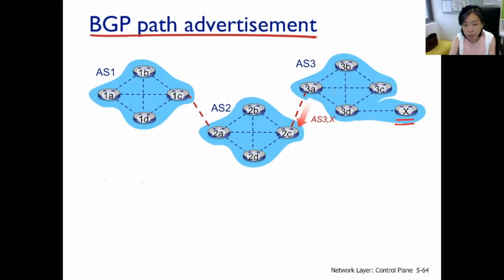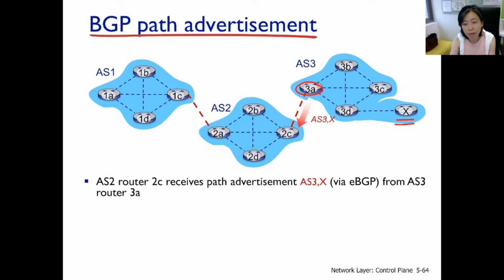And so AS3 there is gonna send the path advertisement. Okay, that looks like this, AS3, comma, X. Okay? And this is gonna reach 2C of AS2. So AS2's router 2C receives path advertisements like this. And this is through the exterior BGP connection. And the advertisement came from AS3 and from router 3A.